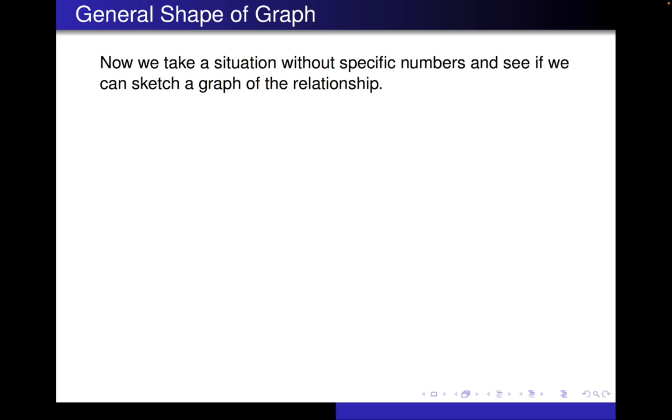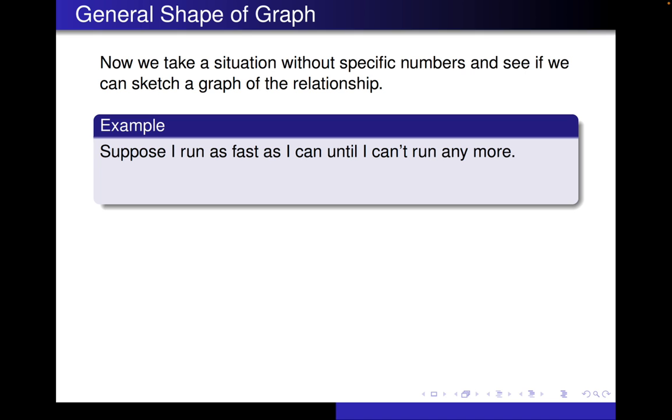Alright, so now let's see a situation where we don't have specific numbers. Unlike the last example, where we had lots of specific numbers, we knew where we were starting, 3 feet away initially, and we had a rate of 4 feet per second. Let's just look at two quantities, see if we can think about how those quantities work, and give ourselves an idea of what the graph might look like, at least vaguely, right?